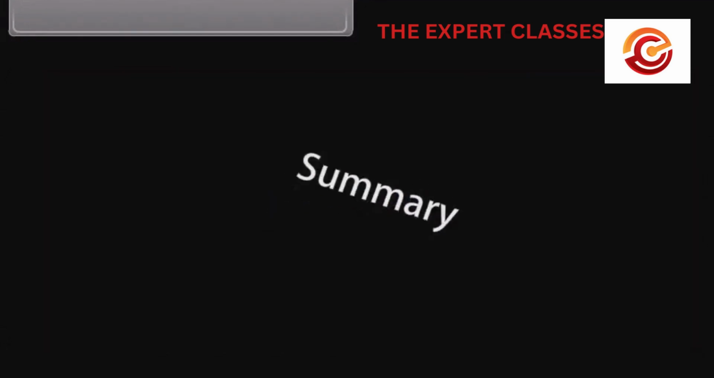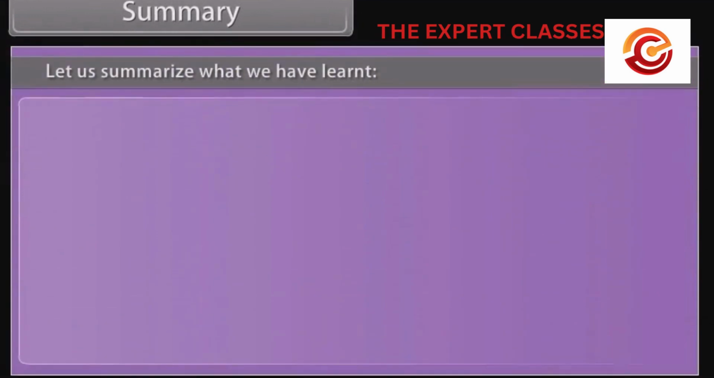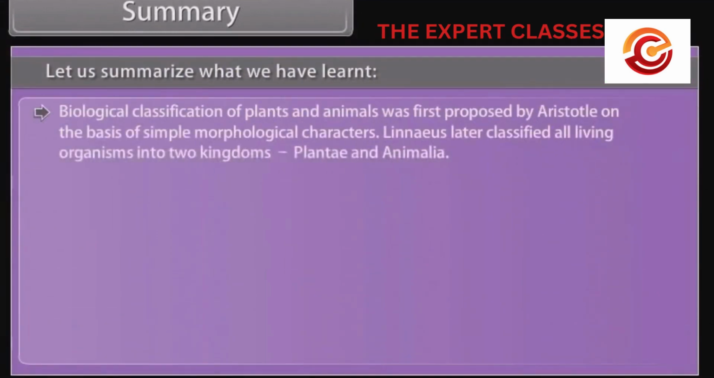Summary. Let us summarize what we have learned. Biological classification of plants and animals was first proposed by Aristotle on the basis of simple morphological characters. Linnaeus later classified all living organisms into 2 kingdoms, Plantae and Animalia.